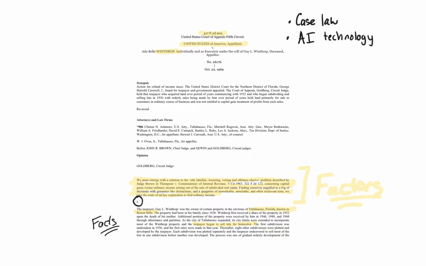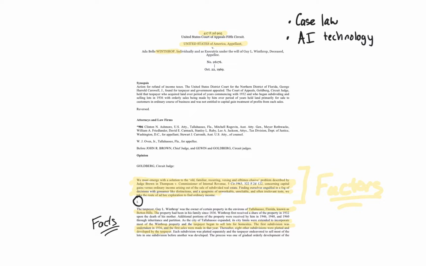The first subdivision was undertaken in 1936, so subdividing property, and the first sales were made in that year. Thereafter, 8 other subdivisions were platted and developed by the taxpayer. Each subdivision was platted separately, and the taxpayer endeavored to sell most of the lots in one subdivision before another was developed. The process was one of gradual, orderly development.